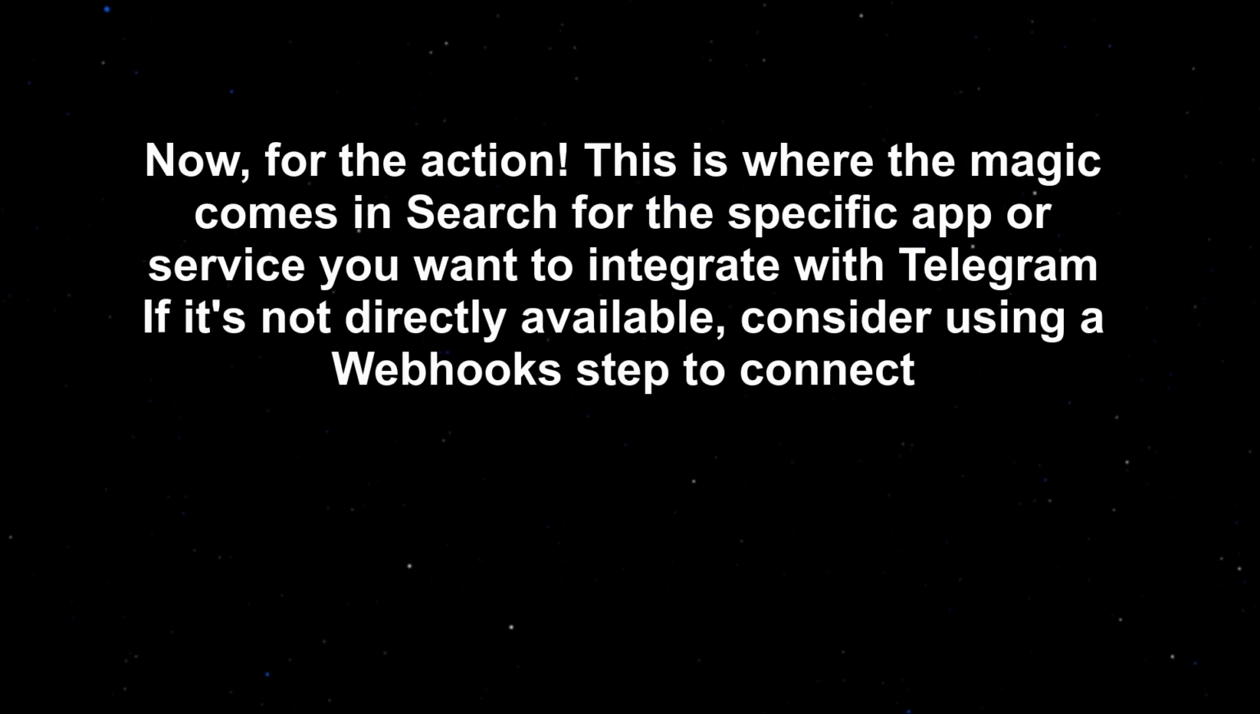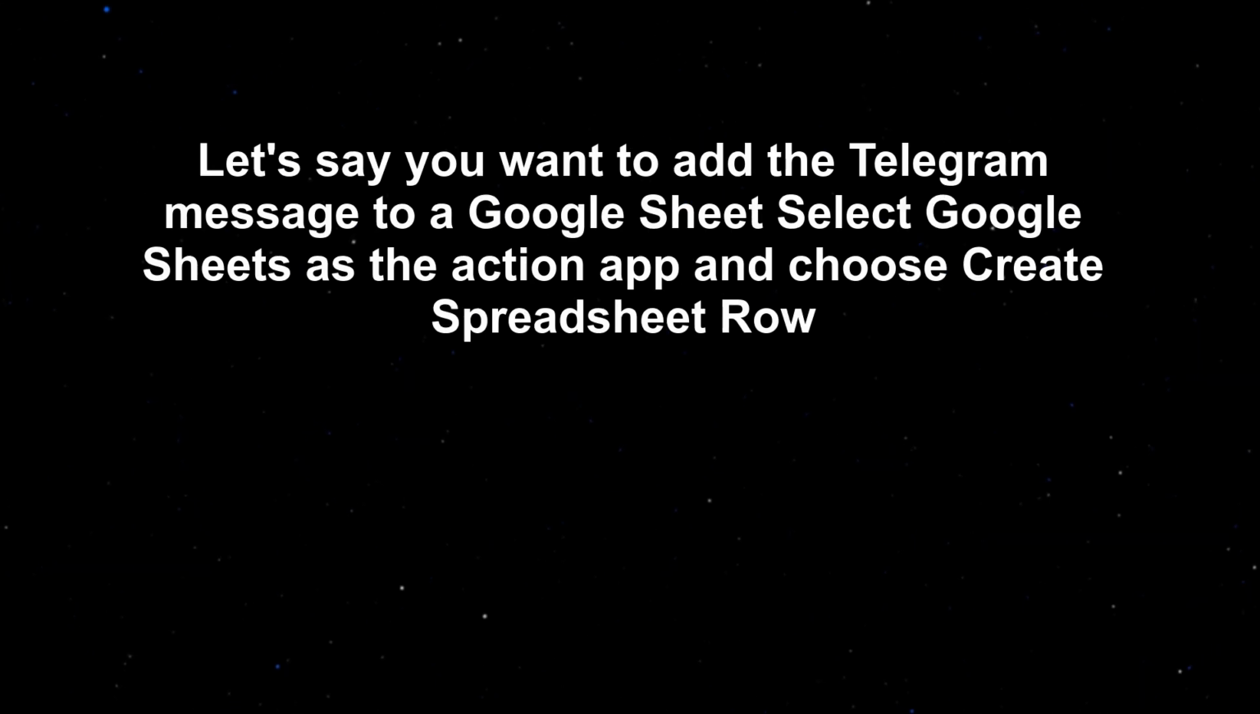Now, for the action. This is where the magic comes in. Search for the specific app or service you want to integrate with Telegram. If it's not directly available, consider using a webhook step to connect. Let's say you want to add the Telegram message to a Google Sheet. Select Google Sheets as the action and choose Create Spreadsheet Row.